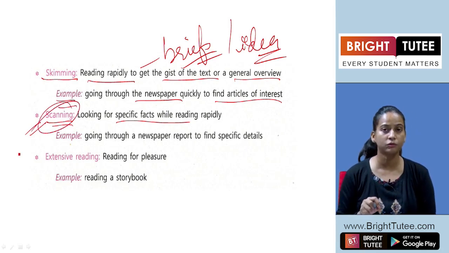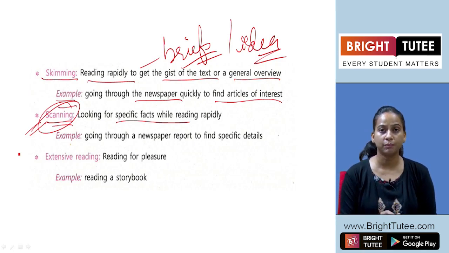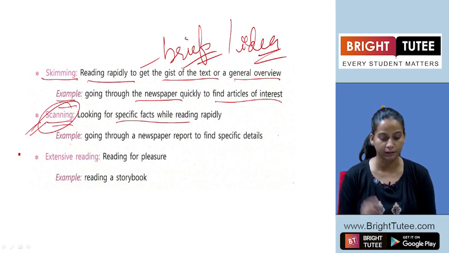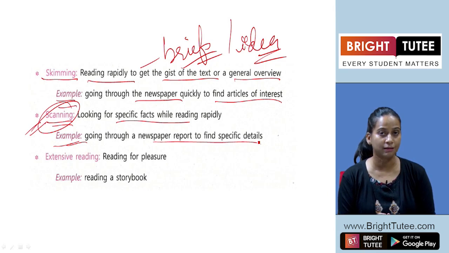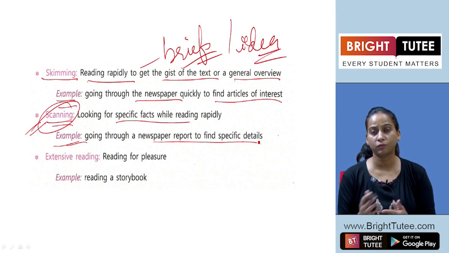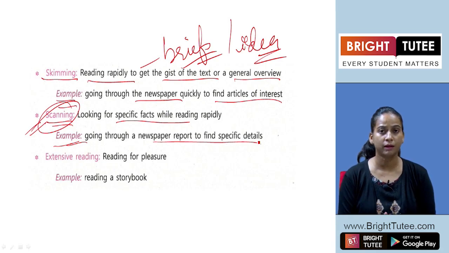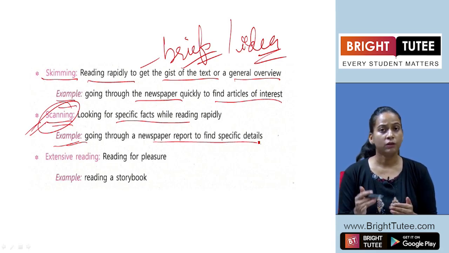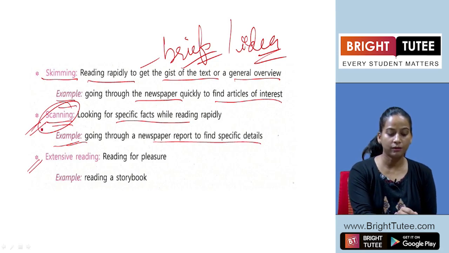The important things you are getting out. Okay. Instead of reading with full concentration, instead of doing the skimming, only the particular data you are collecting. Example, going through a newspaper report to find specific details. If you are looking for details related to the share market or the prices of gold, or the price of any vehicles in the market on the Economic Times page, this kind of technique you are going to apply over there. So, the third one is done, scanning.